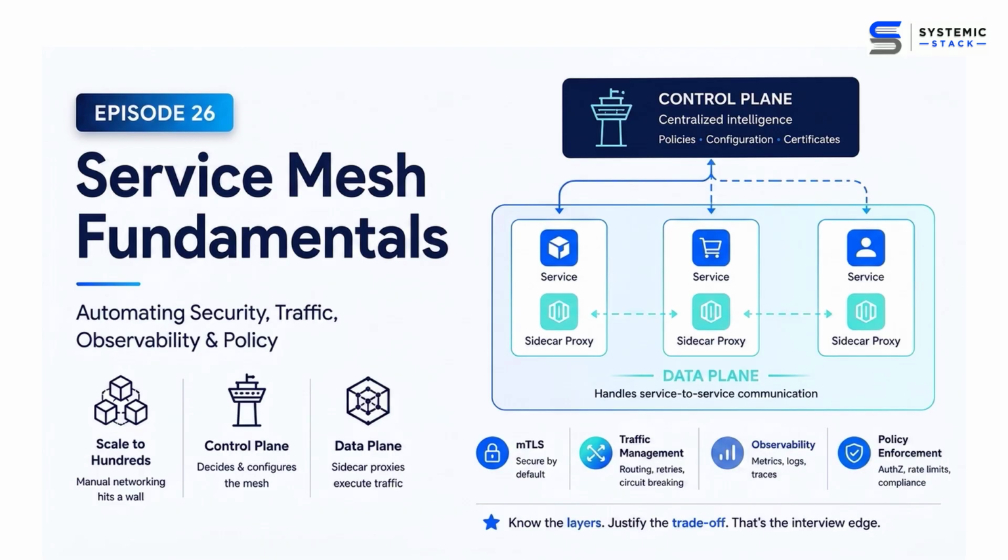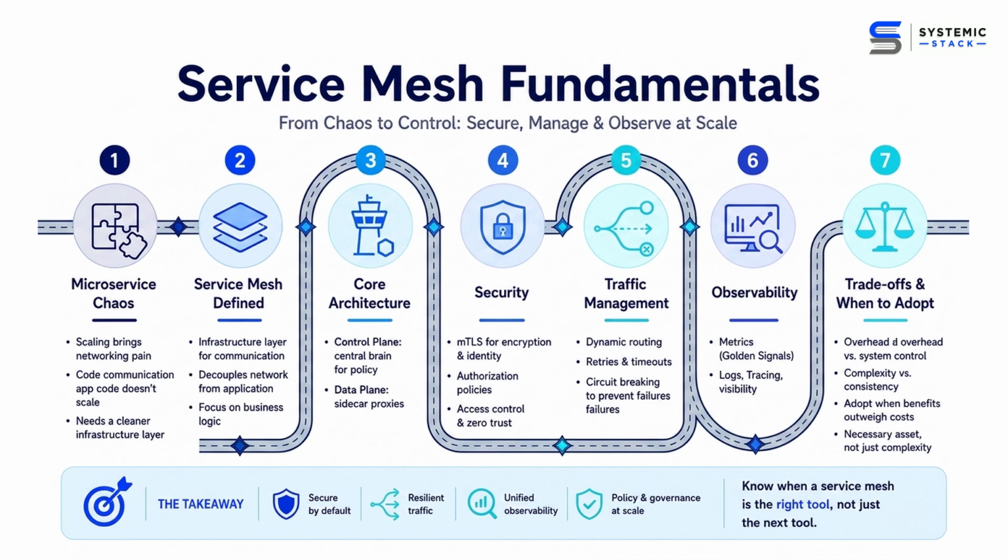in design interviews. This lesson opens with the microservice chaos factor and how separating communication from application code creates a cleaner infrastructure layer. You'll understand the core architecture, specifically how the centralized control plane coordinates with the data plane's sidecar proxies to manage traffic locally. From there, we'll dive into the three pillars of mesh functionality.